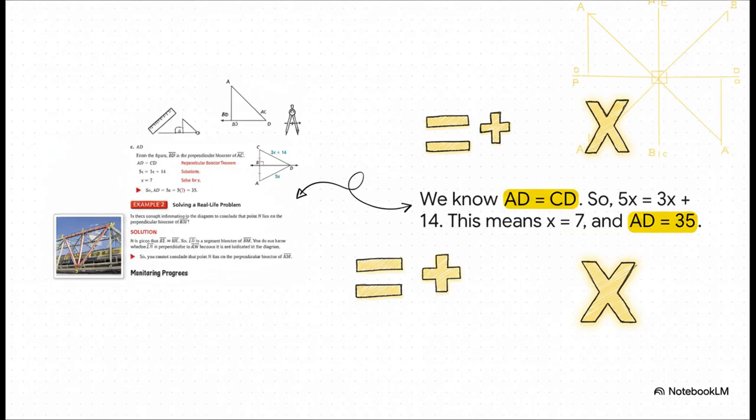A little algebra, subtract 3x from both sides, you get 2x equals 14. So x equals 7. But wait, we're not done. The question wants the length of AD, so we plug 7 back into 5x, and we get 35.